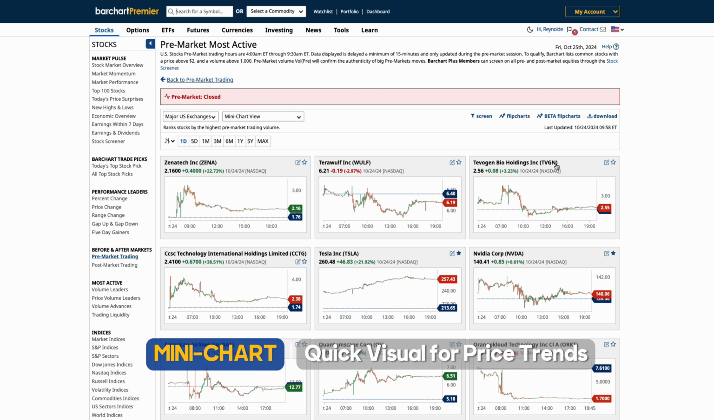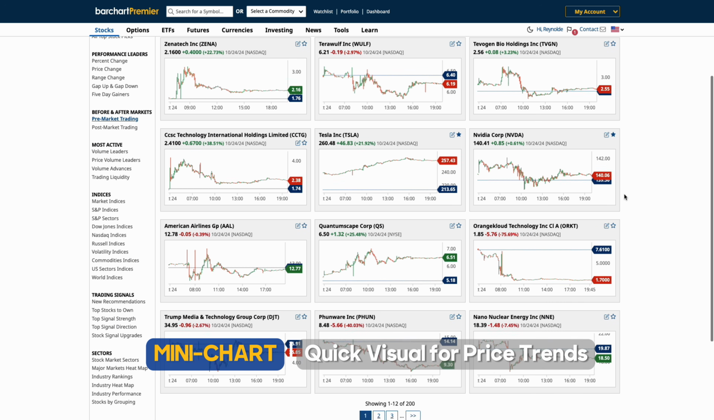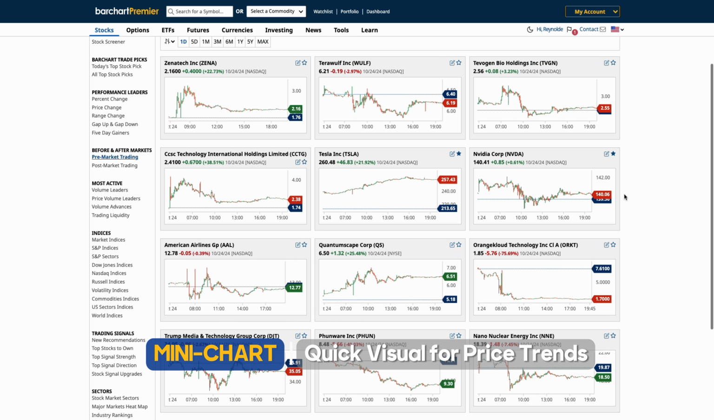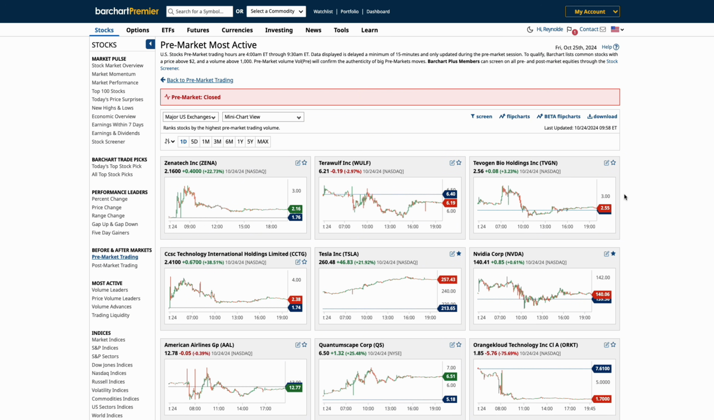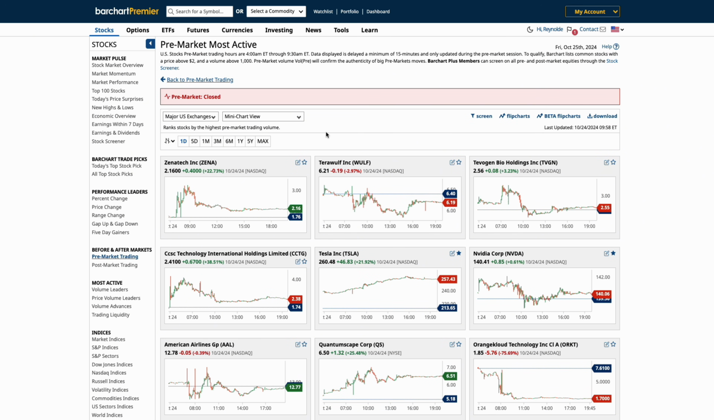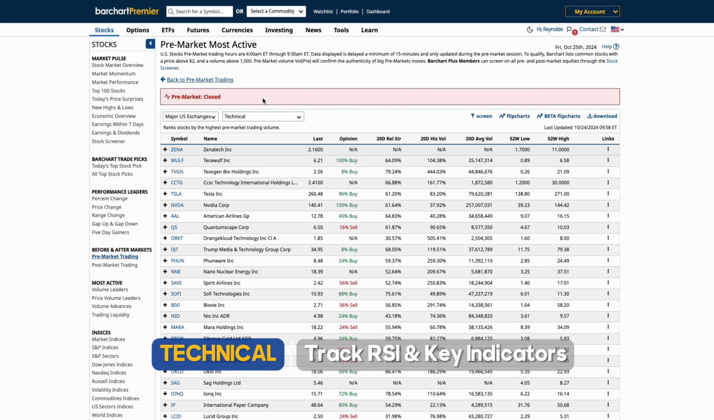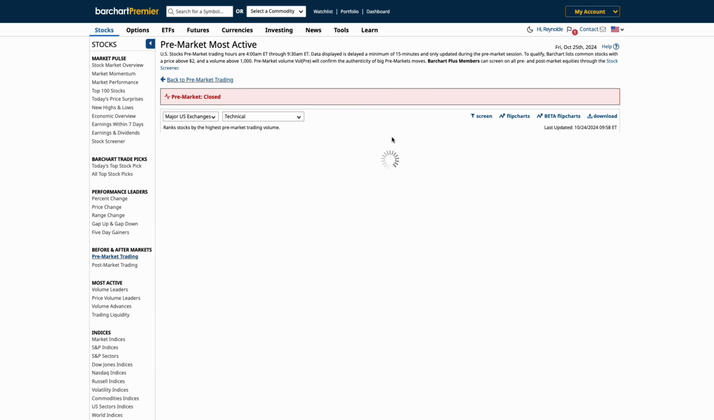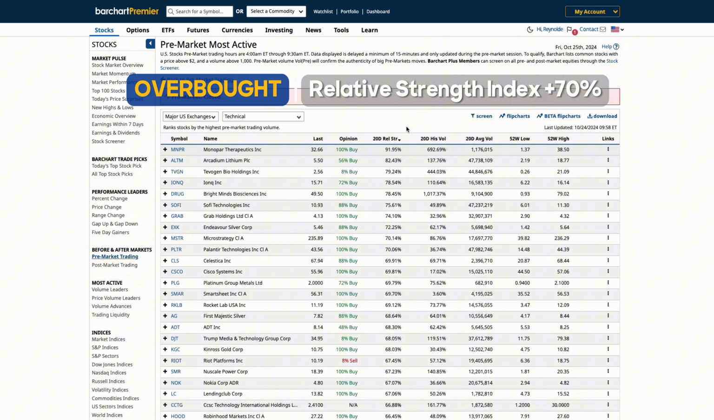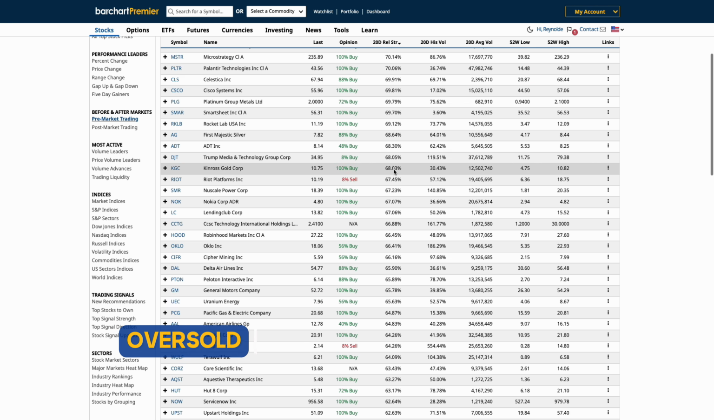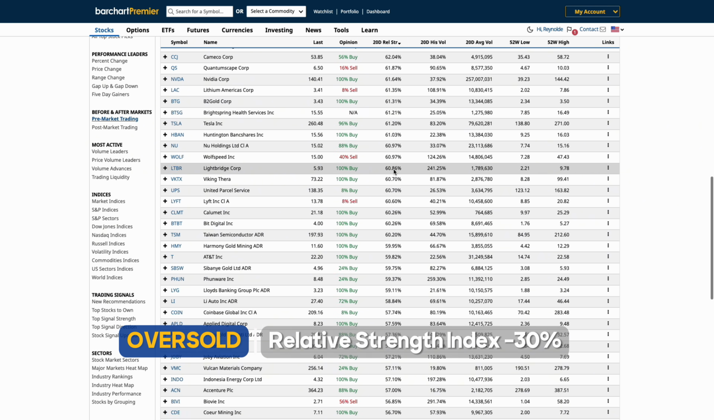This feature allows you to quickly visualize price action for any stock on the list, giving you an at-a-glance look at trends or possible reversals. You can also switch to additional view options. So if you're into technical analysis, switch to the technical view for even more insights. Here, you'll find popular indicators like the RSI or Relative Strength Index, which helps you spot overbought or oversold conditions.